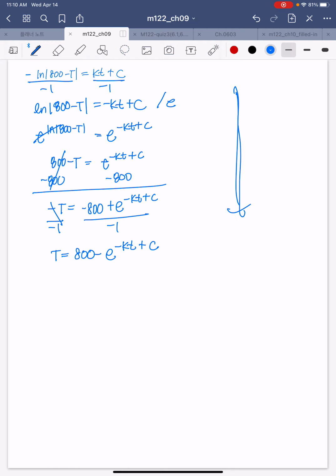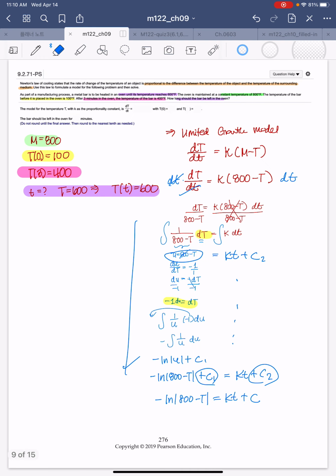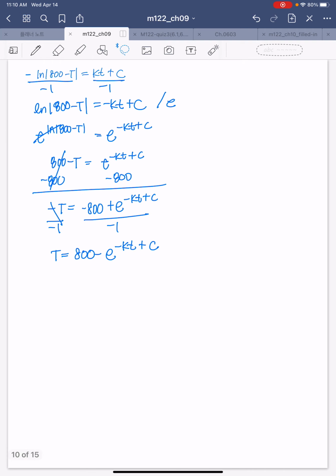Okay. So what are some things that we can do to solve for c? I'm going to use the given condition. I'm going to use this one because I like having the zero. So let's use t sub 0 equals 100. So this will be your t and this will be big T. So let's plug it in to solve for c.